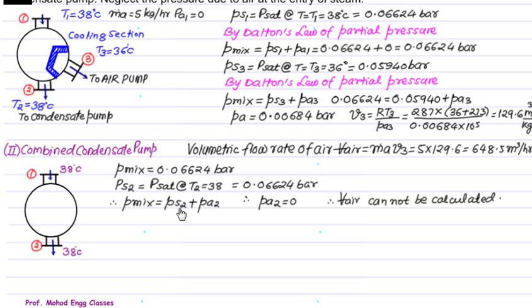So P mix is PS2 plus PA2. P mix is the same as 0.0662. It means there is no contribution of air. So this cannot be assumed like this, because this temperature must be lower than this, and only then can the partial pressure of air be handled. So numerically 38 is not possible. The volume of air cannot be calculated because the data is not sufficient for us.